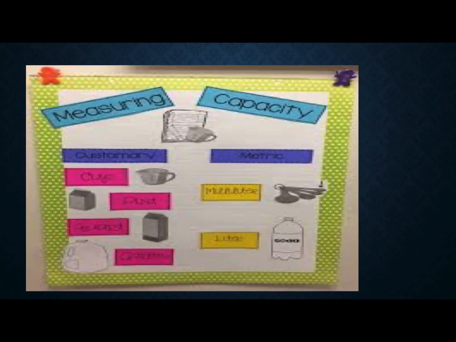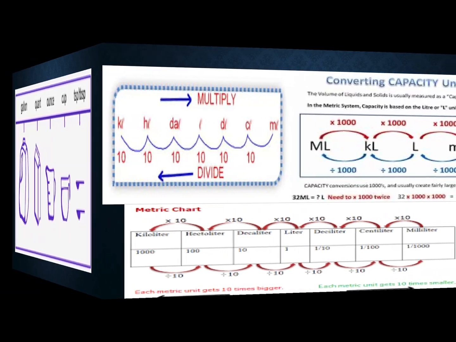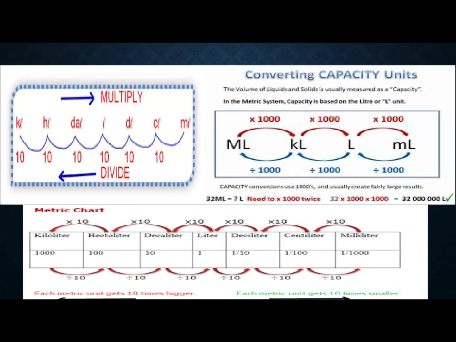Just before that, I have already told you about how you can measure the capacity. So this is again a recapitulation for you. From the right side you start with 1 tablespoon, then 1 cup, then 1 ounce, then quart, then gallon. So this way from the right side you can increase the amount of capacity.